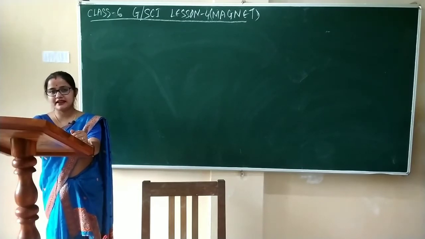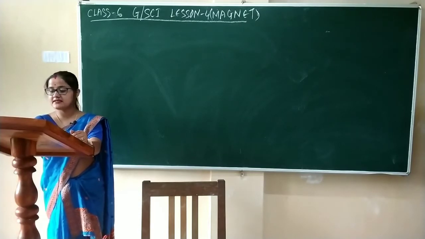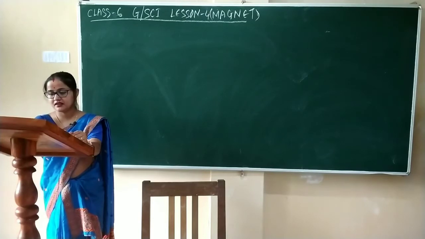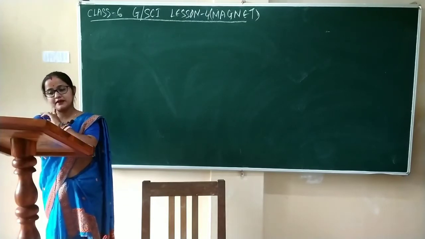You can see in the diagram given in your textbook, bar magnet, then circular magnet, horseshoe magnet, rod magnet. These are of different shapes and sizes. And these are examples of man-made magnets.